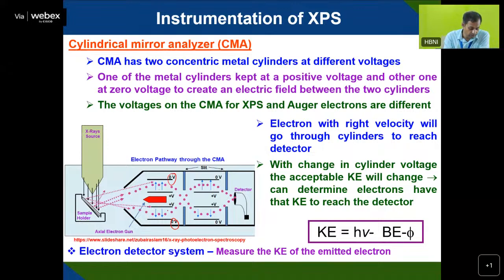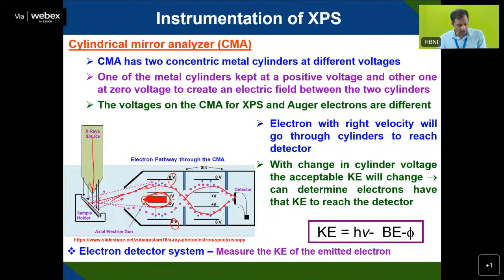Here you can see this is an axial electron gun. That gun can be used in Auger electron spectroscopy. In this case, X-ray is falling and the electron is coming out. Because of the 0 volt, positive, 0 volt, and the potential difference, the electron will go like this and finally fall on the detector.